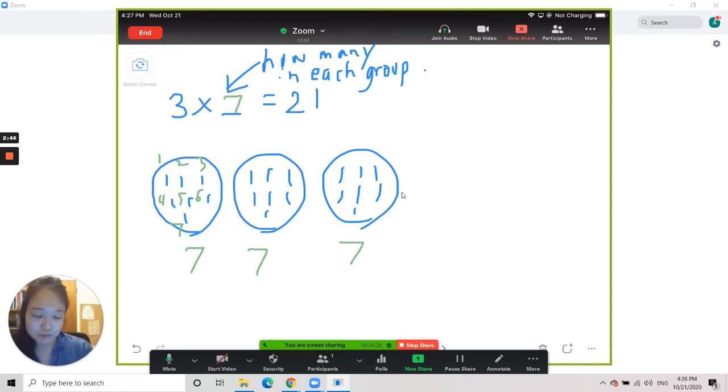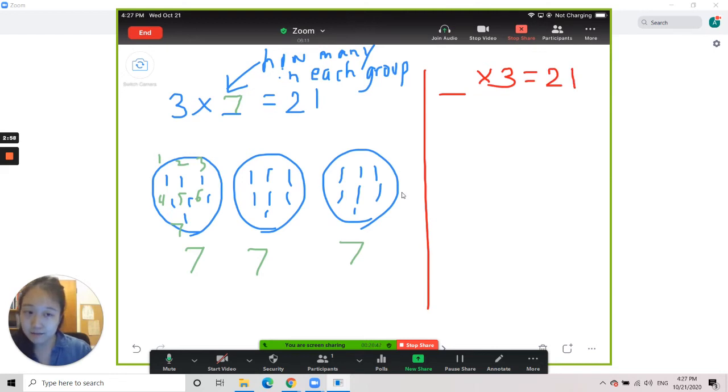I can also use the commutative property of multiplication to think about this problem as blank times 3 equals 21. Now that my missing factor is the first factor, that means I don't know how many groups there are. But I do know that there are 3 in each group. This picture shows 3 in a group. But I don't have 21 yet. So let's continue to make groups like this until I have 21 in all.